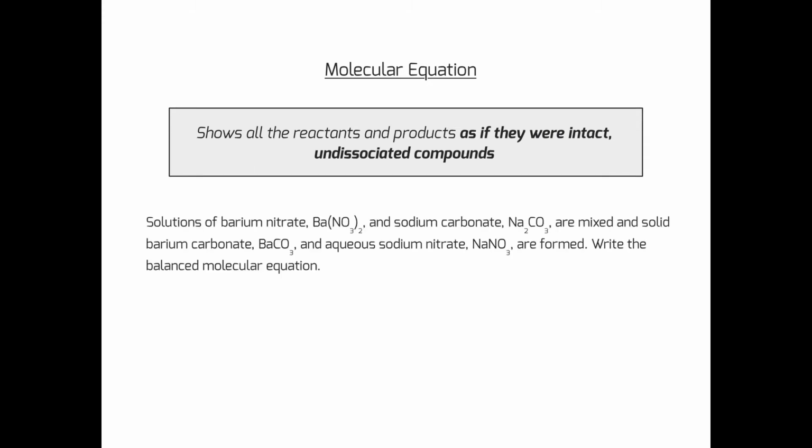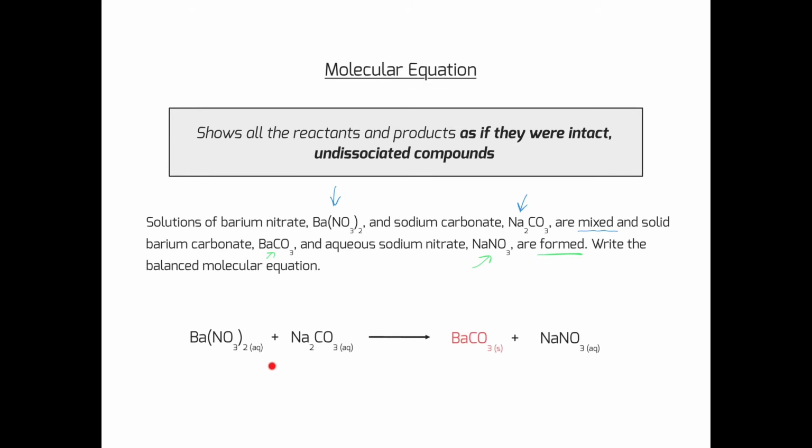So this problem says solutions of barium nitrate and sodium carbonate are mixed, and solid barium carbonate and aqueous sodium nitrate are formed. Write the balanced molecular equation. So remember, when we write our equations, we're going to look for key words to help us figure out what our equation is. So this tells us that barium nitrate and sodium carbonate are mixed. The mixed tells us that sodium carbonate and barium nitrate are our reactants. Then it tells us that barium carbonate and sodium nitrate are formed. And the formed tells us that sodium nitrate and barium carbonate are our products.